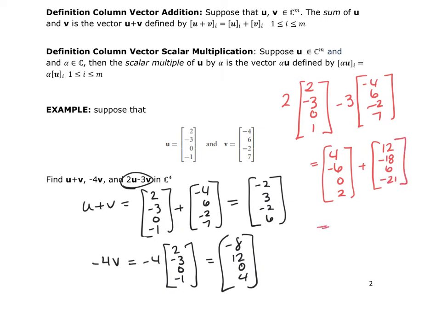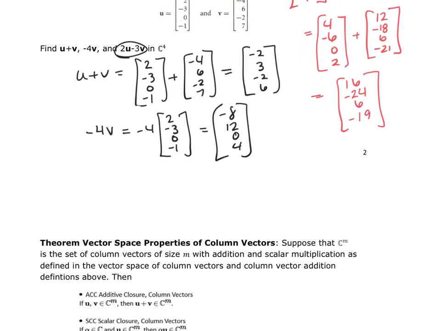I'm going to go ahead and add each one of the entries correctly, row by row, and so that gives me 16, -24, 6, and -19. And so that is just that addition with some scalar multiplication in there.